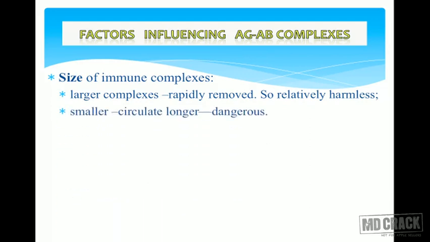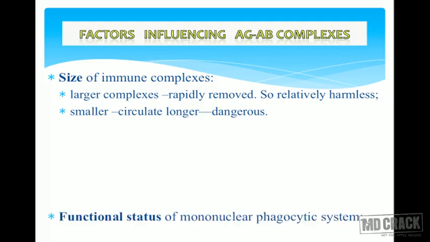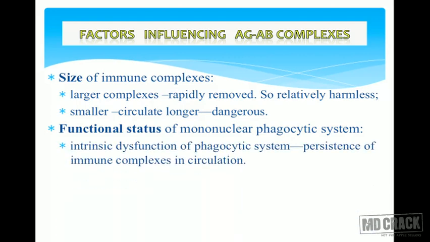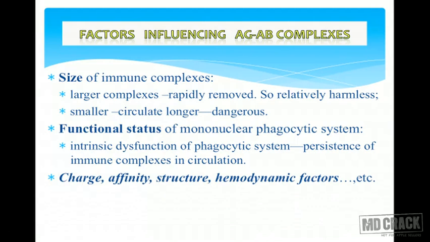Whereas smaller ones are more dangerous. They circulate for a long time in the blood circulation, and they usually escape recognition. They are the ones which will get deposited, and they will cause more harmful effects. The functional status of the mononuclear phagocytic system is also important. Any intrinsic dysfunction in the phagocytic system causes the persistence of the immune complexes for a long time in the circulation, and that can become more dangerous.